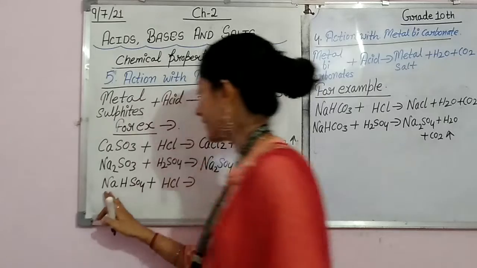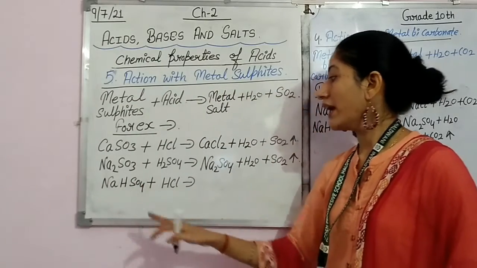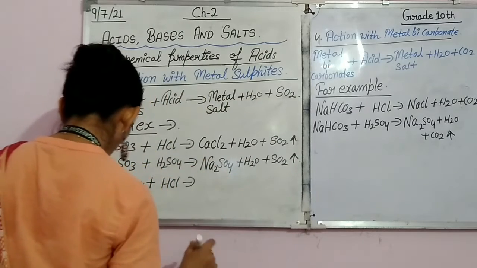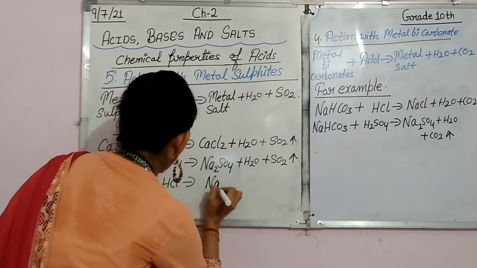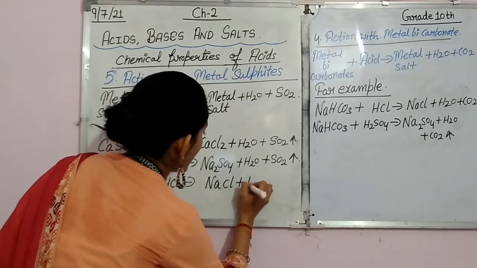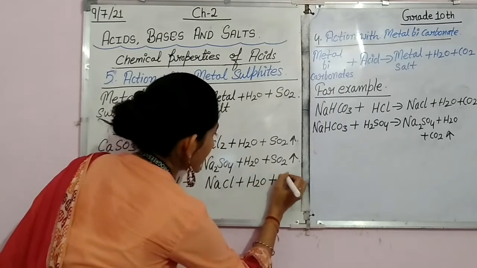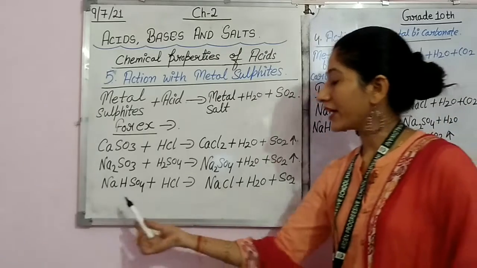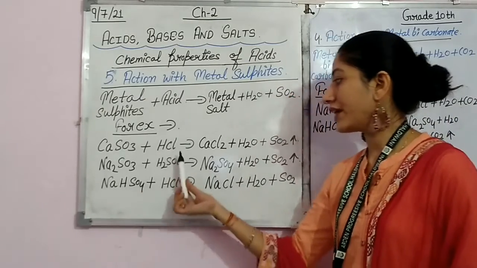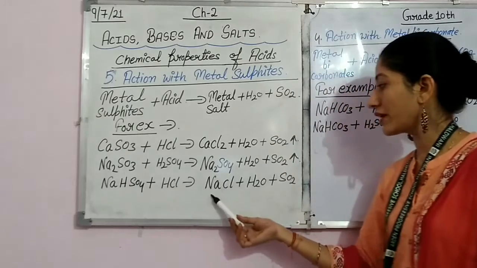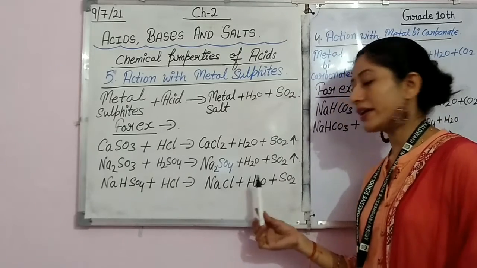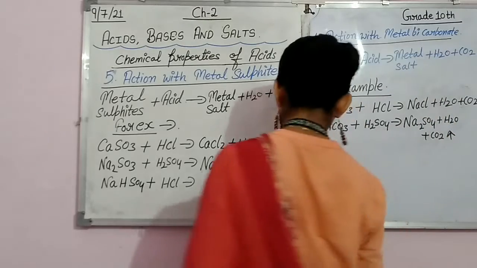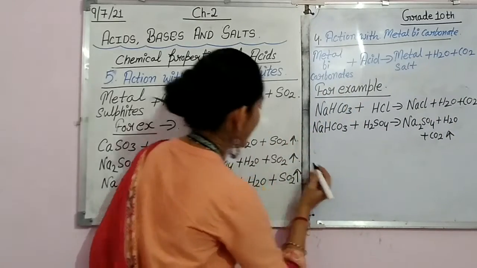Suppose I have taken the metal bisulfide here, NaHSO4, and now I am reacting it with the acid. So what product will form? You all know, NaCl plus water and plus SO2. Okay, what product is forming here? As we have taken metal bisulfide and we are reacting it with acid, then the product formed is metal salt plus water, and sulfur dioxide gas is released.